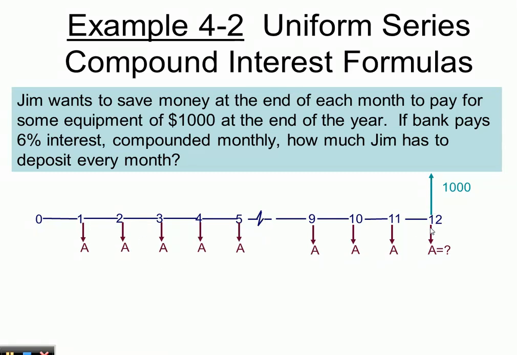The 1,000 we're going to withdraw at the end, so we're getting the 1,000. Here we're depositing them, so they're pointing down. And so we want to find the A. We're going to use this uniform series compound interest formula. So first, we want to find interest for a month.